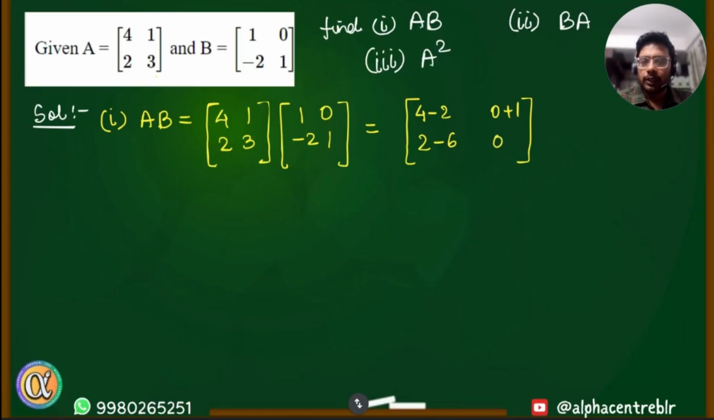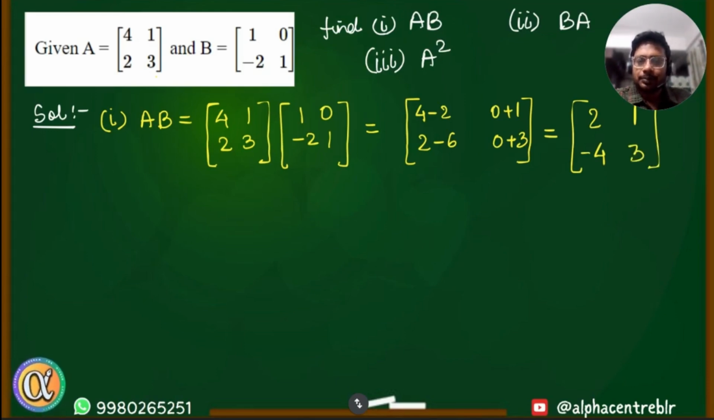And 3 into 1, 3. Okay, so the final answer: the first row terms are 2 and 1, and then 2 minus 6 is minus 4, and 0 plus 3 is 3. Simple. Yes, sir. Let's do the next question.